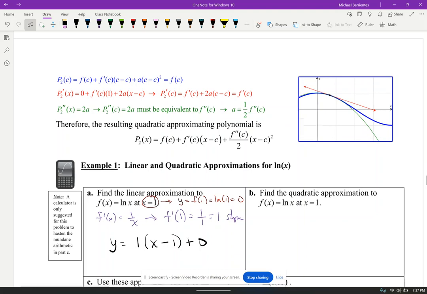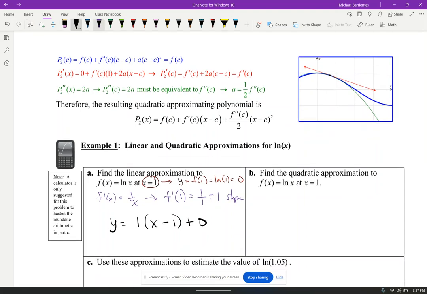So what we're going to do is create a formula that follows this pattern. What do I need? Well, I need the first derivative and I need the second derivative. And I need to evaluate those at the x value given. So we already know what this is. Natural log of 1, that's 0. We already know what the first derivative at 1 is. That's 1 over x, or 1 over 1, and that's 1.